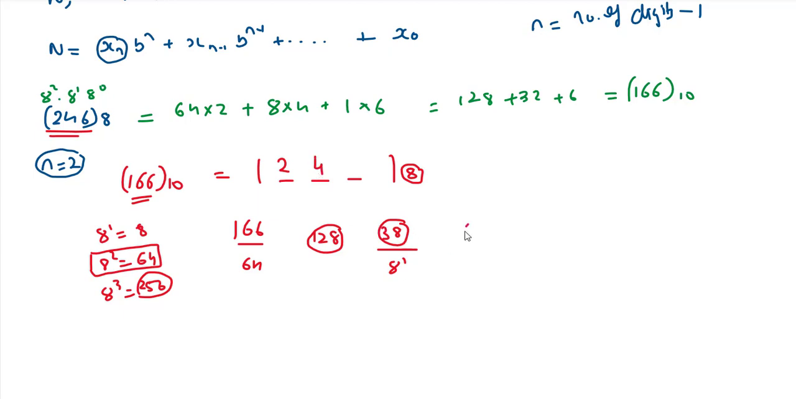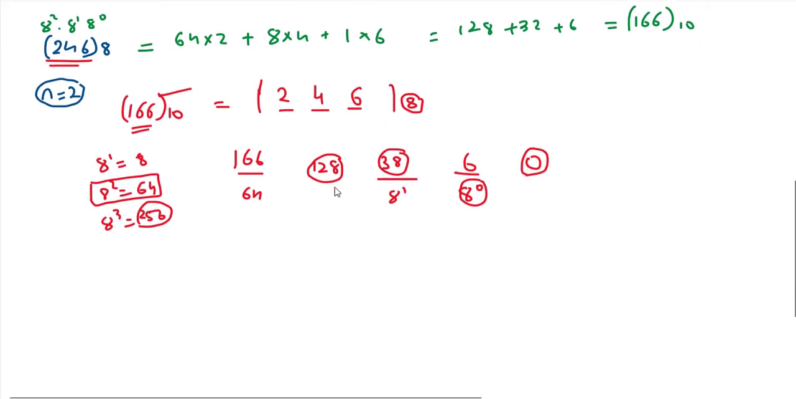The remainder is 6. Now we'll divide 6 by the next power of 8, which is 8 raised to 0. So 8 raised to 0 is 1. 6 divided by 1, the quotient is 6. And the remainder will now become equal to 0. So this is how we can convert a number in base 10 into its equivalent value in some other base.